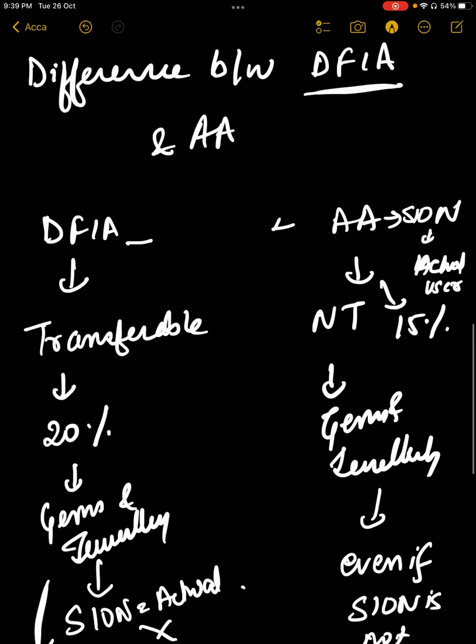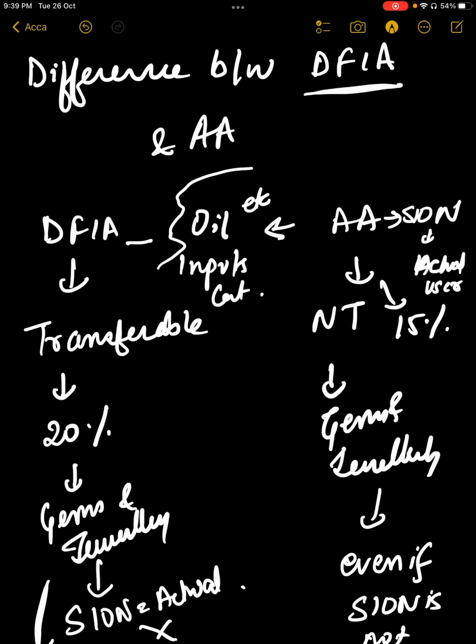There is also one similarity between both of them. They are available for import of oil, inputs, catalyst, etc. These are permitted for export without payment of duty, which means if we are importing oil, inputs, catalysts, etc. for preparing something which we want to export, then the import duty on these imports is exempt. So that was all about this topic. Let's move on to the next topic.